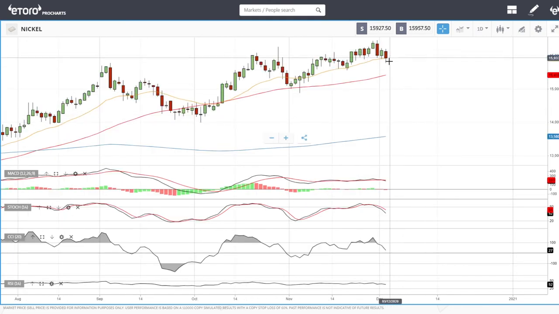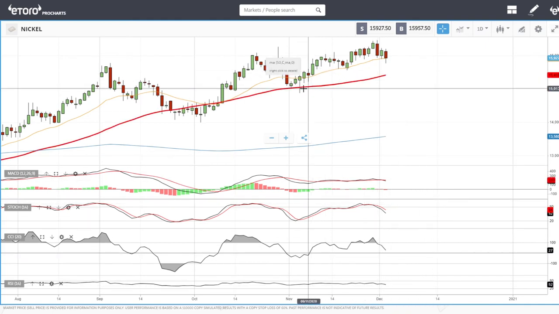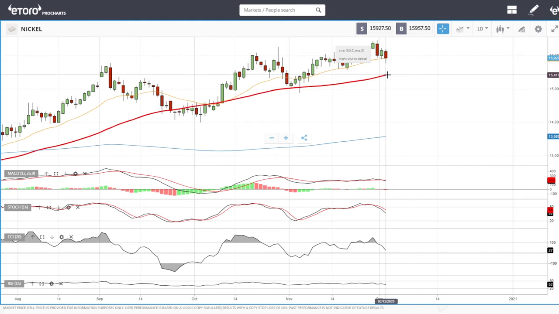And as you can see, we broke down below the 20 exponential, rallied again, and then we ended just at the 20 exponential. At this point, we are either going to stay here or we are going to test the 50. These technical indicators are screaming that this market is going to go lower. Of course, heading towards the 50 moving average is just an enormous buying opportunity.